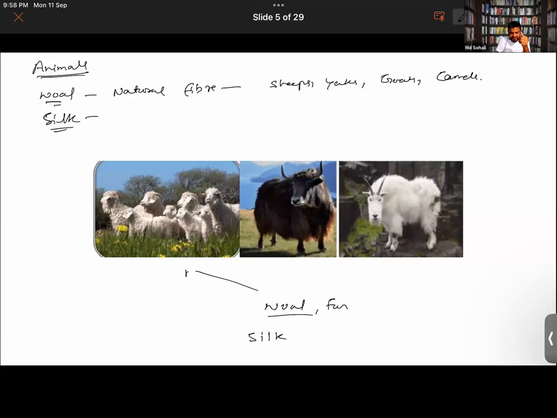Then you have the example of silk. The process of obtaining silk is considered very cruel, very inhuman. Silk is obtained from the cocoon of the mulberry silkworm. Have you seen the cocoon of a mulberry silkworm? Yes. Good. So that also we will be covering in the chapter.